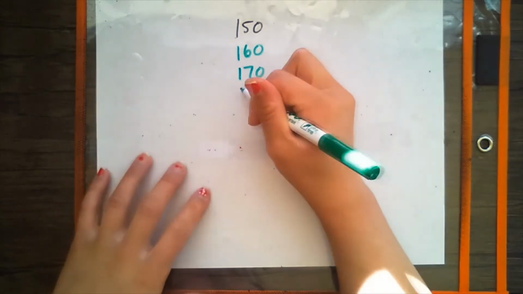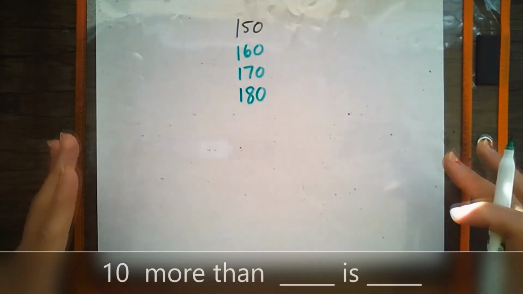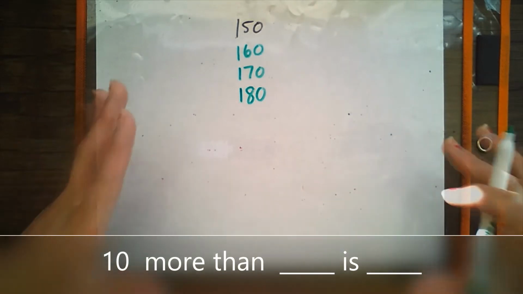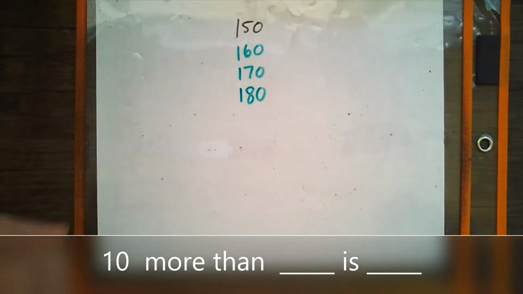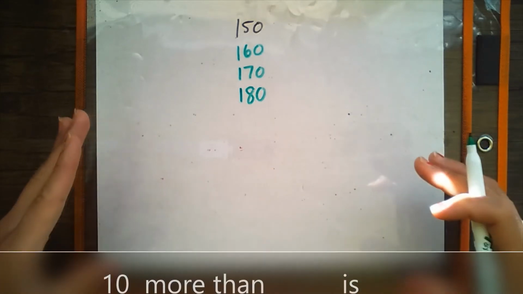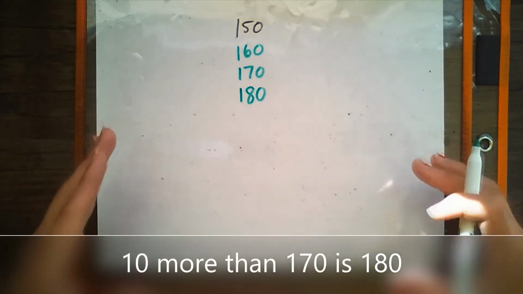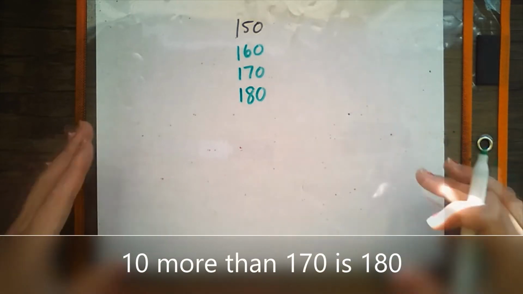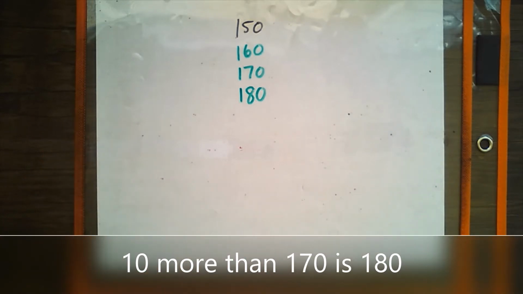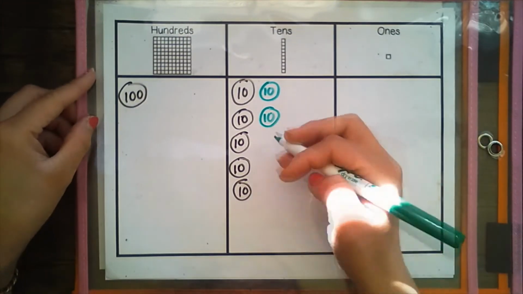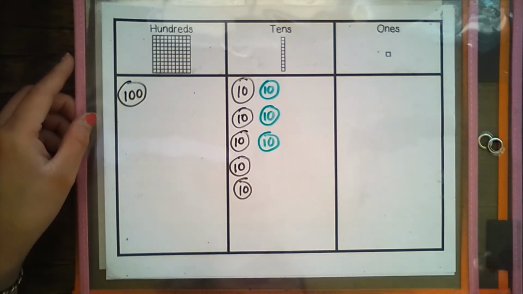Great, 180. Using our sentence frame here, go ahead and tell us what we should say for 10 more than 170. Wonderful. 10 more than 170 is 180. Good. Now I'm going to go back to our place value chart and I can go ahead and add that tens disc now. Wonderful.